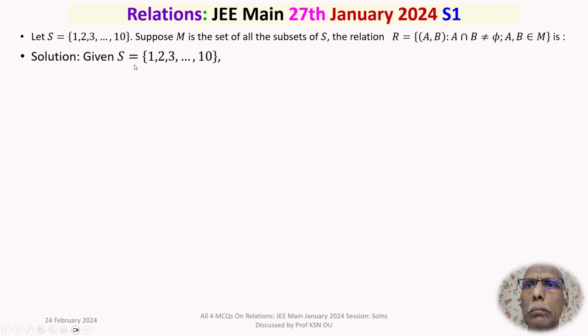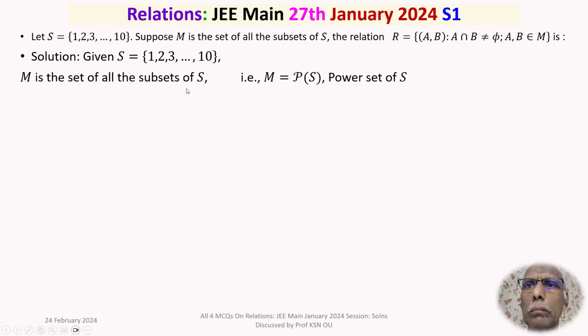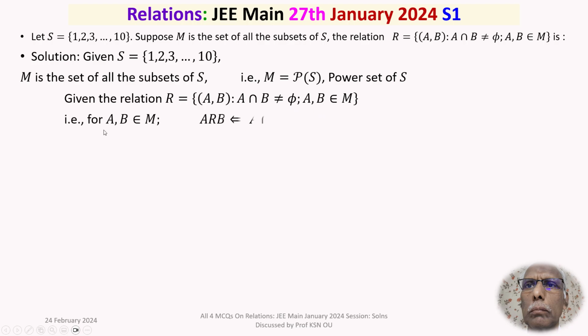Given S is the set consisting of 1, 2, 3 up to 10. We are also given M is the set of all subsets of S. M is the set of all subsets of S means M is the power set of S. The relation R is a relation on M, given as the ordered pairs (A, B), where A intersection B is not empty and A, B belong to M. That is, for A, B belonging to M, A is related to B by the relation R if and only if A intersection B is not empty.